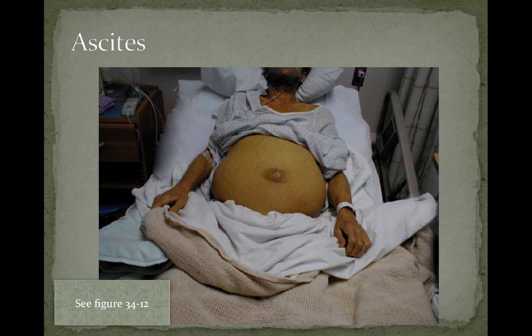So patients have a very hard time breathing because the diaphragm now is higher, and as the patient tries to take that deep breath, there's nowhere for the diaphragm to go, so they become very short of breath.